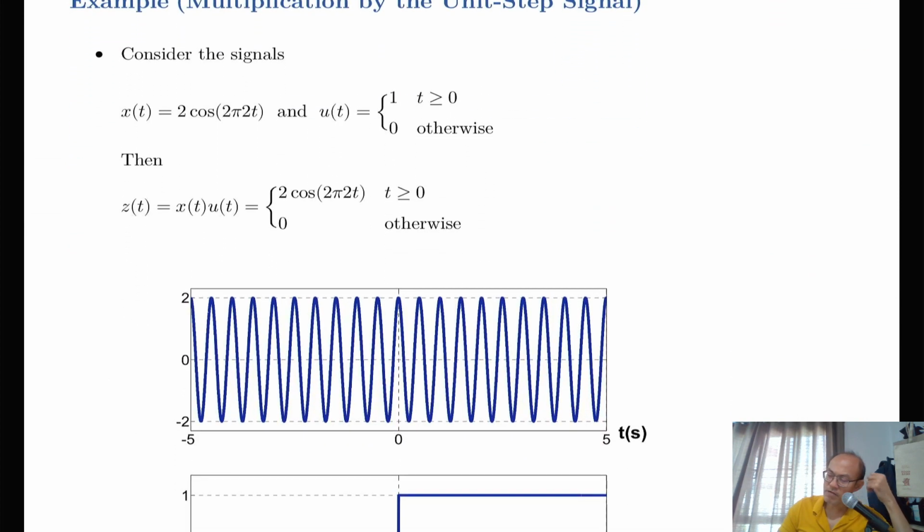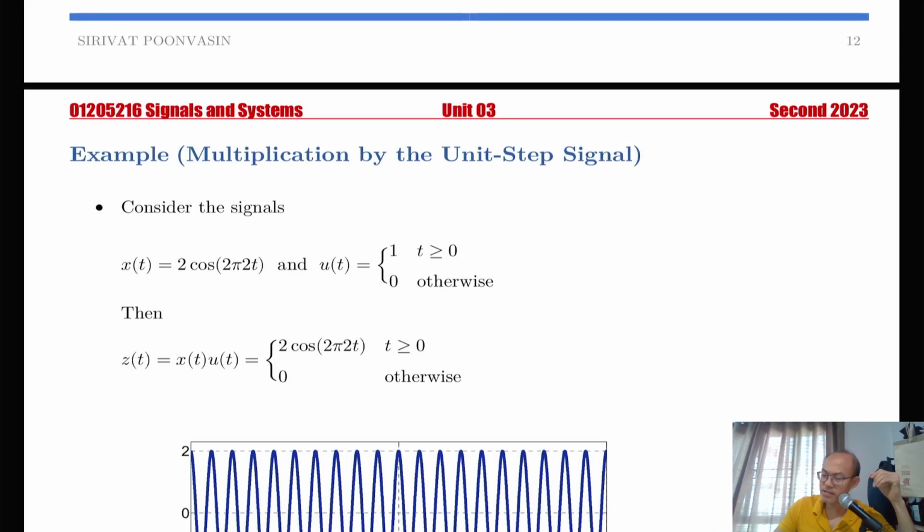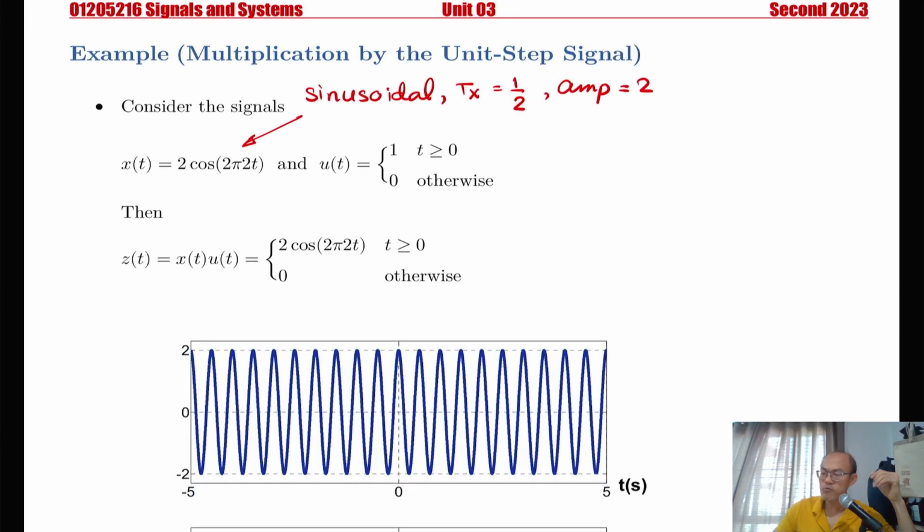So for example, if x is 2 times cosine of 4 pi t, let's think about it. This signal is sinusoidal, right? A sinusoidal signal with period Tx of 1/2 and amplitude of 2. So if you plot x, you're gonna get this. See the period go from here.